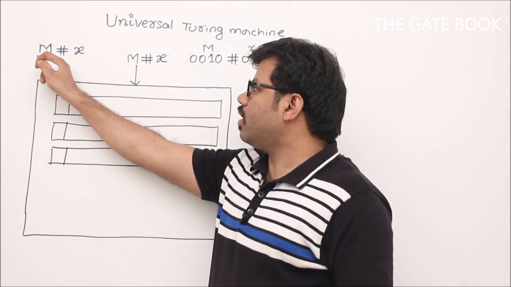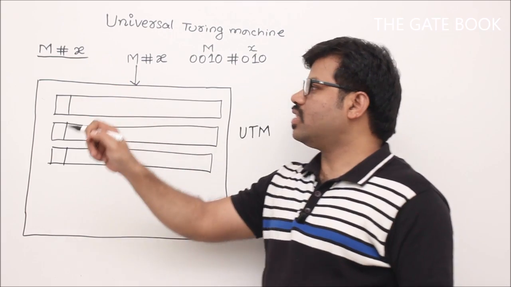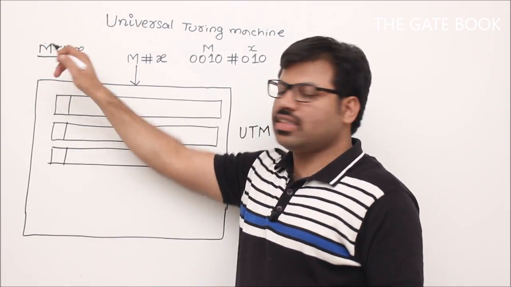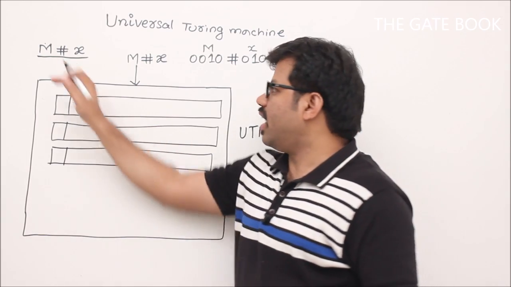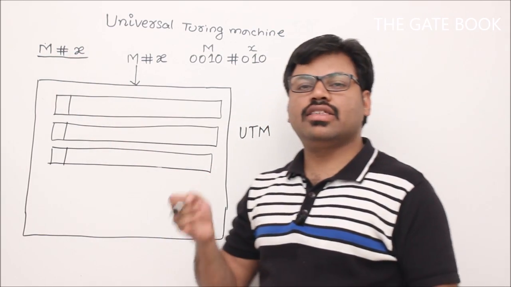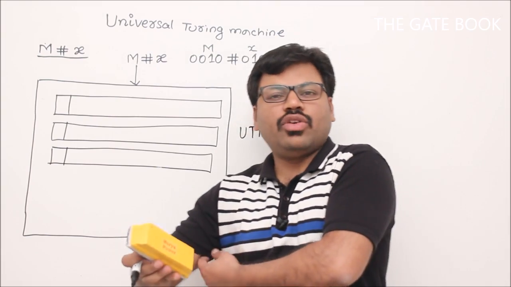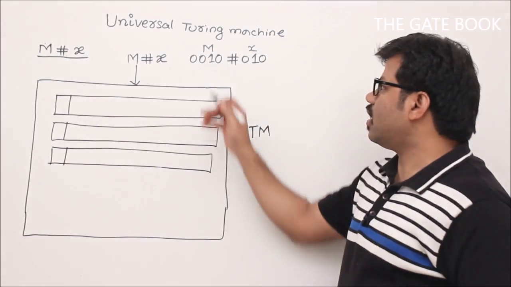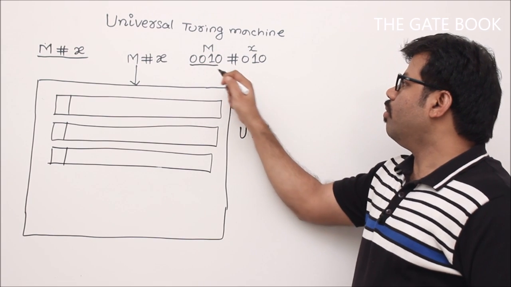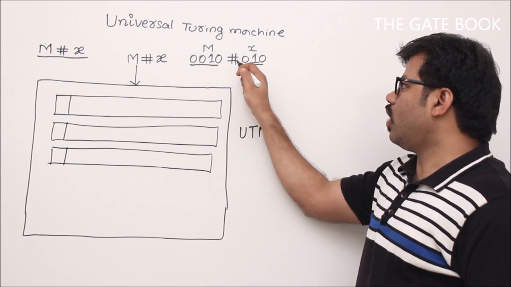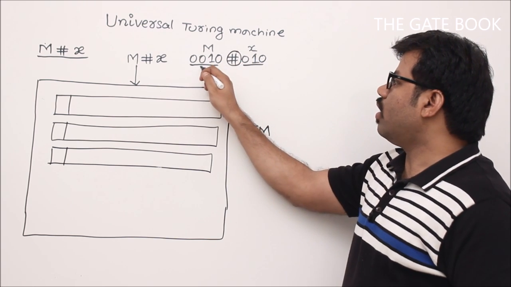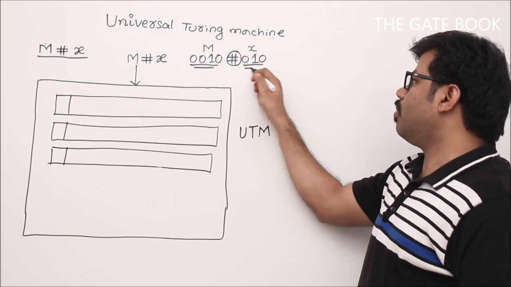So first of all, I take some pattern m hash x. What is that, sir? M is nothing but a binary format. Okay, what is hash? Hash is just a symbol which separates m and x. What is x, sir? X is a binary format. Can you explain very clearly what does m hash x mean? M hash x is nothing but this kind of binary format, 0010 hash 010. Hash is just used to separate one binary pattern from another binary pattern.